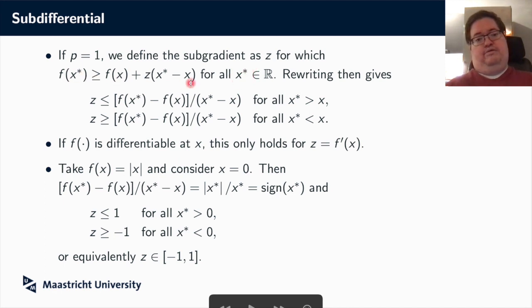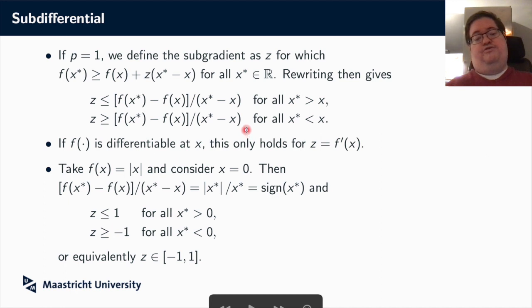So of course you can rewrite this, right? If you want to solve for z, we get f(x) to the other side, and then we divide by x star minus x. Of course here we should be careful, because if x star minus x is negative, the sign of the inequality will flip. So we treat the two cases separately. For x star larger than x, the sign doesn't flip, and we get that z should satisfy this inequality. And for x star smaller than x, the sign does flip, and we get this inequality.